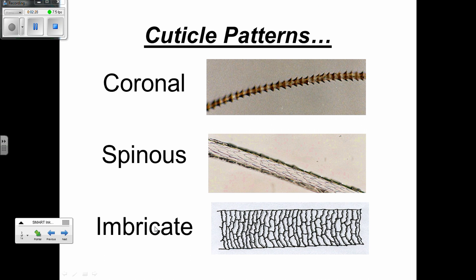So when we talk about the cuticle, that outer layer, there's 3 patterns that we can see. We can see this coronal layer, or this coronal cuticle pattern, which I think looks like a trapezoid. We also talk about it being the stacked cup thing. You have spinous, it looks like what you think of with the spines on a reptile, and then imbricate, which we saw in our own hairs, right?